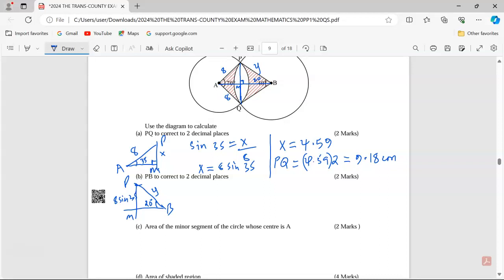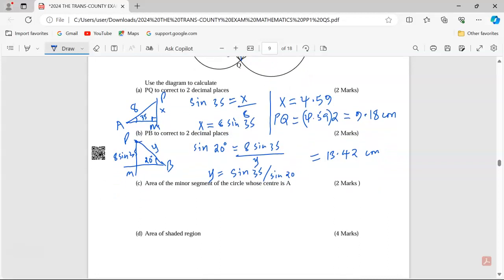Now the sine of 20 degrees is given by opposite, which is 8 sine 35, divided by the hypotenuse, which is Y. So for us to remain with Y, we need 8 sine 35 out of the sine of 20. This is going to give us exactly 13.42 centimeters. So that one has been obtained.